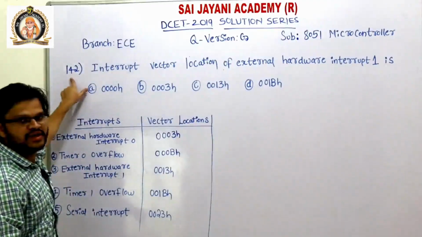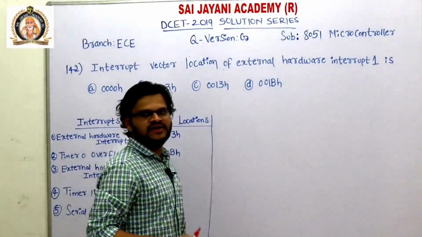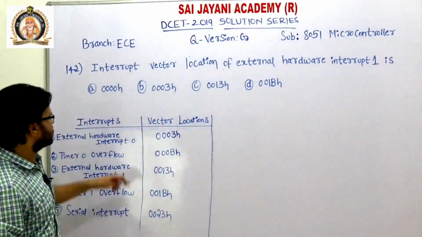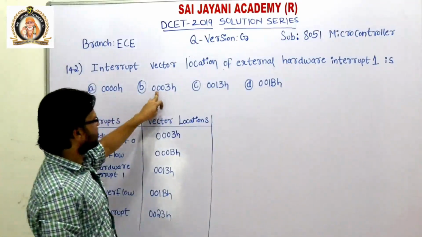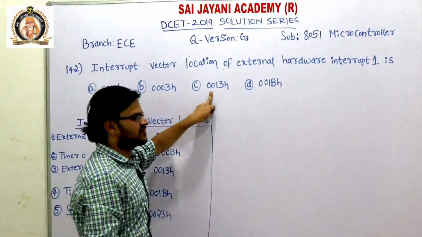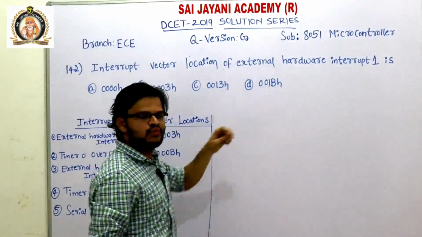Question number 142: the interrupt vector location of external hardware interrupt 1 is, they are given 4 options. The first option is 0000H, the second is 0003H, the third option is 0013H, and the fourth option is 001BH.